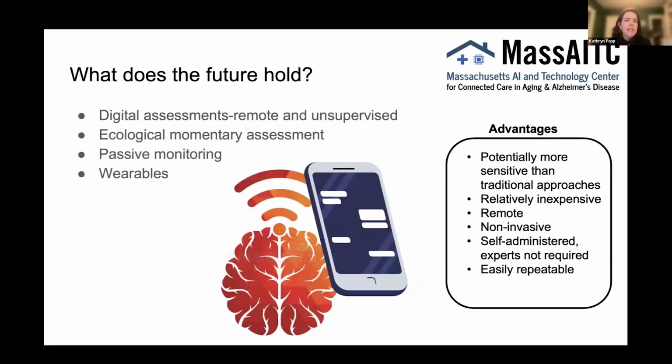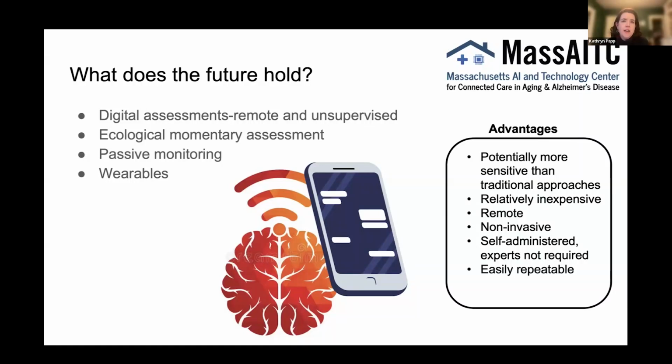So I realize that the things that I have showed you are largely paper and pencil measures. They're oldies but goodies. They're from the past, but they're really what is the standard and what's been used. I think there's a lot of opportunities for digital assessments that have potential significant advantages. They could be more sensitive than traditional approaches. They're relatively inexpensive. They can be done remotely. They're non-invasive. They are self-administered, so you don't have a rater or an expert. You can also get repeated measurements, so you can more accurately assess somebody's cognition or function by getting more frequent assessments, thus more reliable measures.